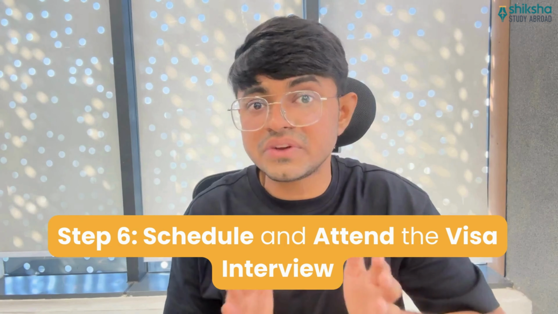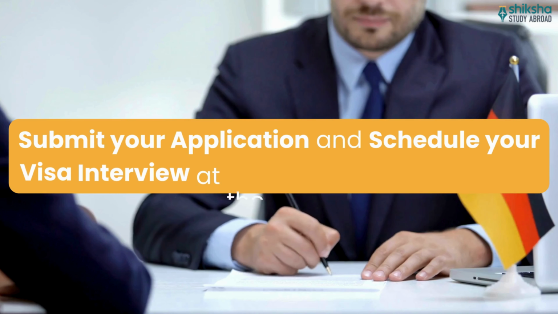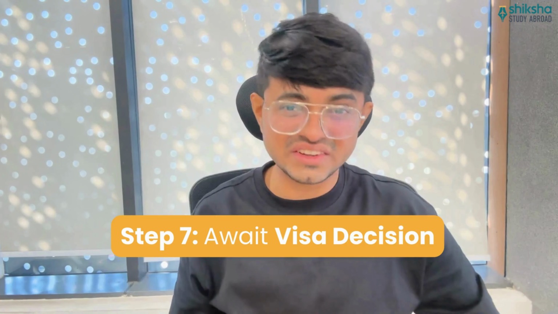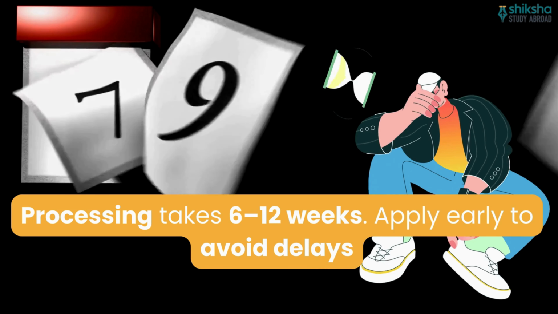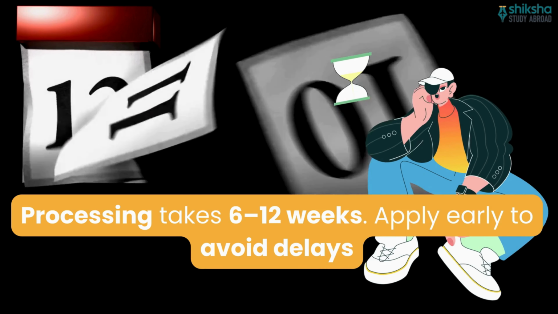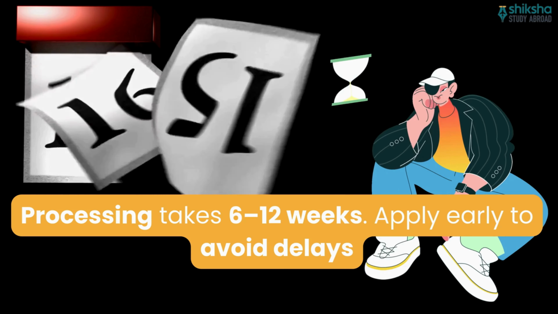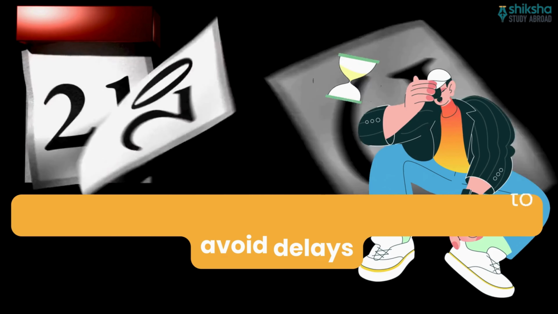Step 6. Schedule and attend the visa interview. Make an appointment for your visa interview at the German consulate. Step 7. Await visa decision. Processing times can vary, typically ranging from 6 to 12 weeks. It is advisable to apply well in advance of your intended travel date to accommodate any delays.